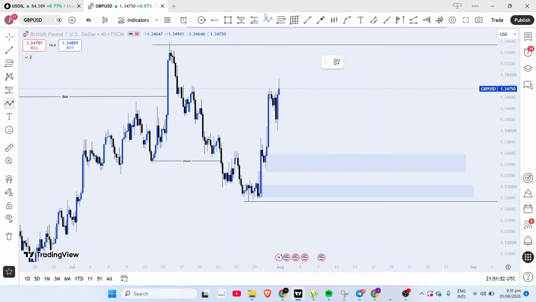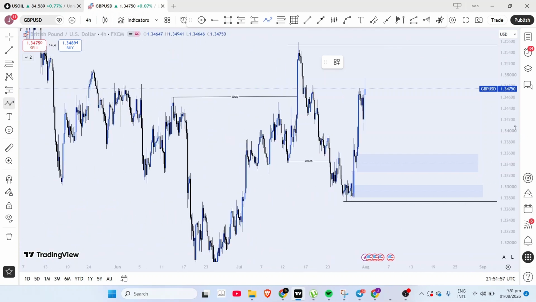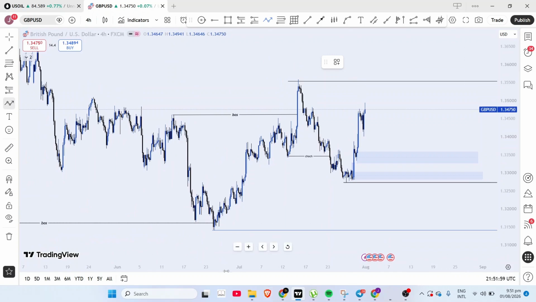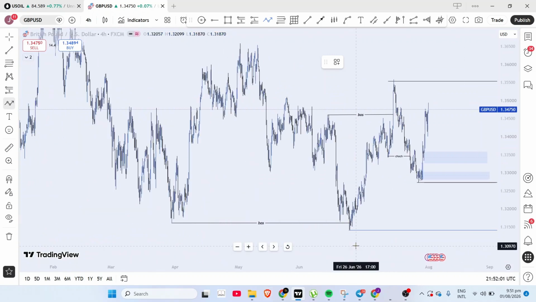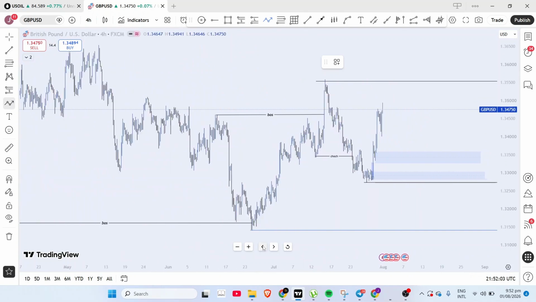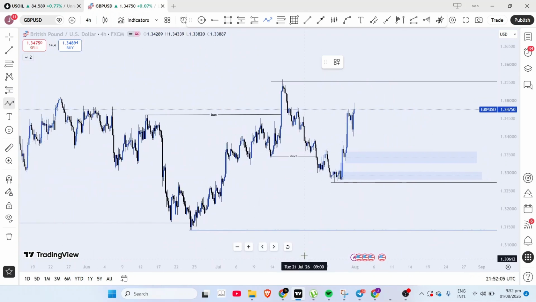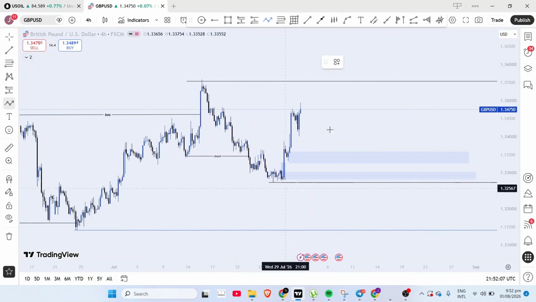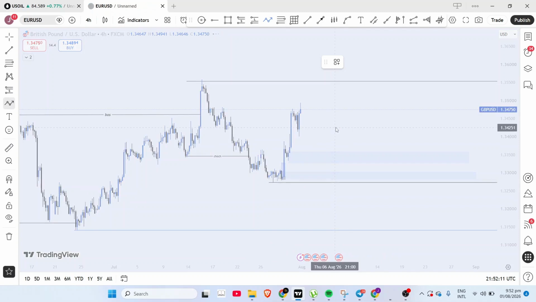So this is it for GBPUSD. I think nothing much really happening since our last analysis. So yeah, we can wait for this and see how it plays out. The next pair I believe would be EURUSD.